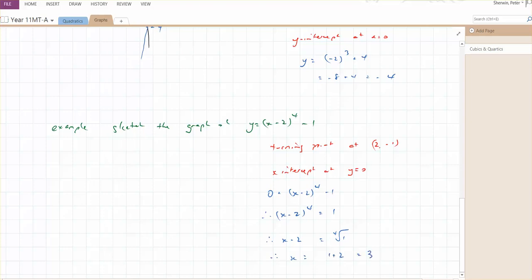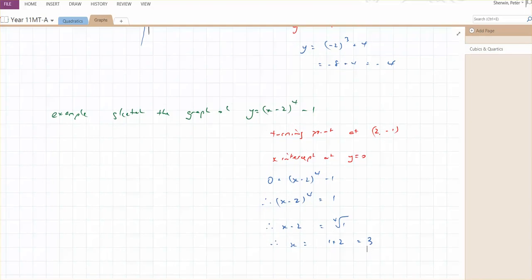So the x-intercept is at 3, but actually the 4th root of 1 is 1 or minus 1, so it should be plus or minus 1. Because I can take 1 to the power of 4, I get 1, or I can take minus 1 to the power of 4, and I get 1. So with even powers, there's always two solutions. We have x equals 1 plus 2 or minus 1 plus 2, so it's 3 or 1.